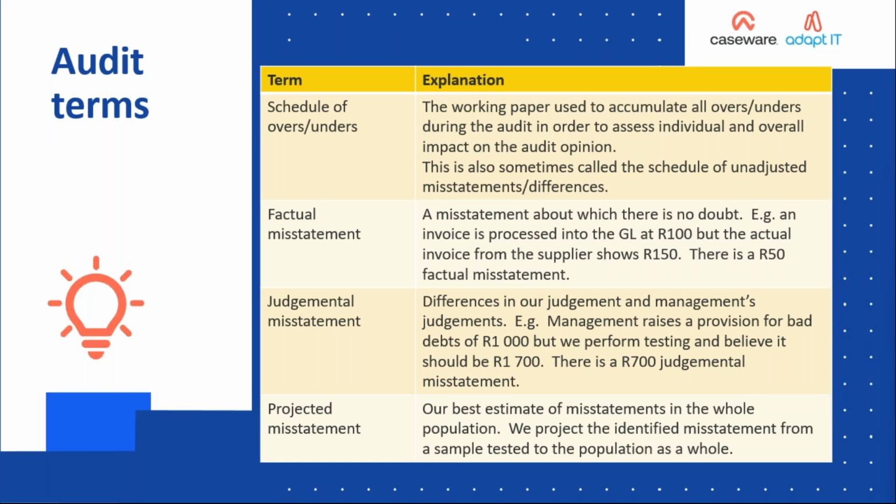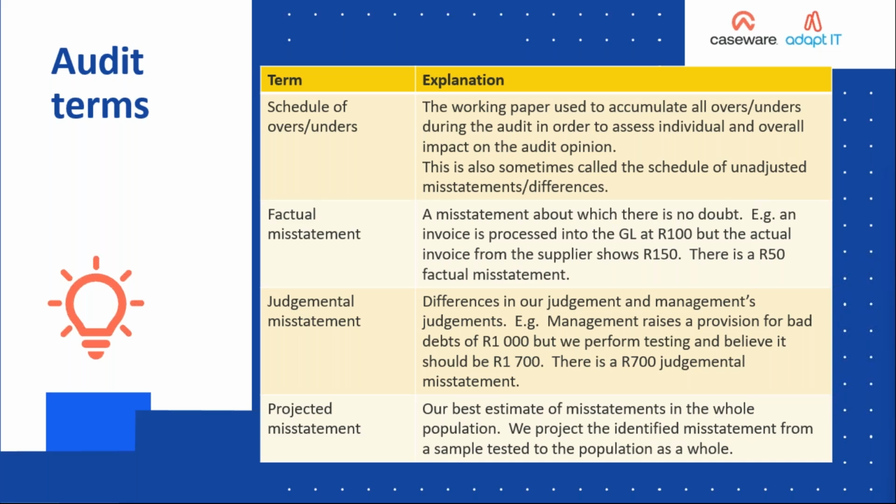You will also hear every now and then factual misstatement. The factual misstatement is a misstatement about which there is no doubt. You've seen the invoice processed in the GL for an amount of 100 Rand, but the actual invoice, that supporting source document from the supplier, shows you 150 Rand. Hence, there's a factual 50 Rand misstatement. You've got no doubt, it's mathematical, that's the factual misstatement.